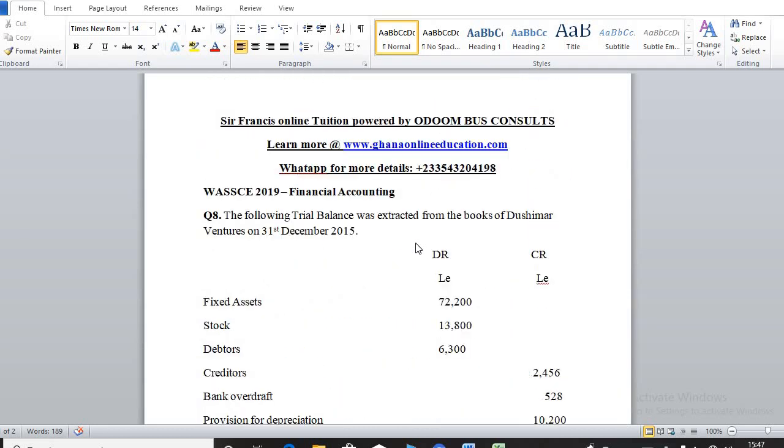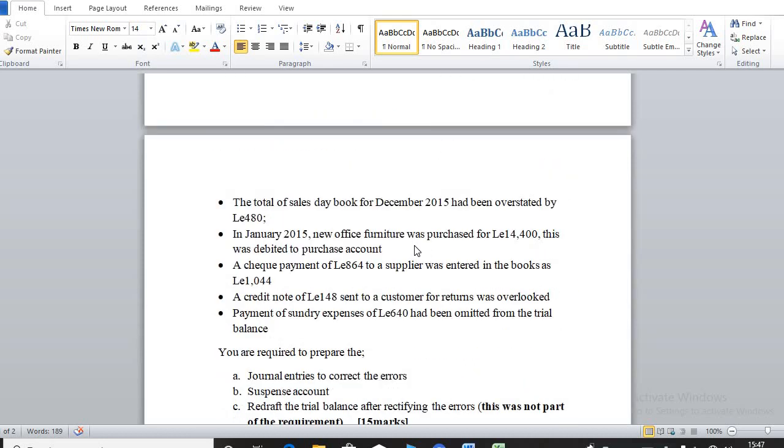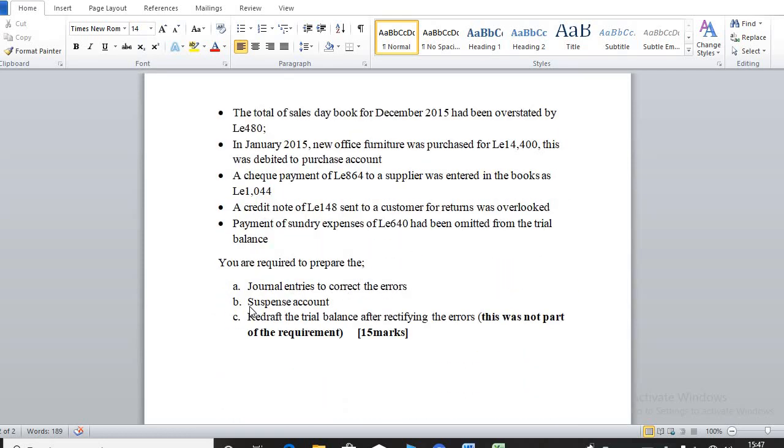We are moving on to requirement B of our question, 2019 WASSCE Financial Accounting, question number 8, which has to do with correction of errors. Requirement B says we should prepare the suspense account.